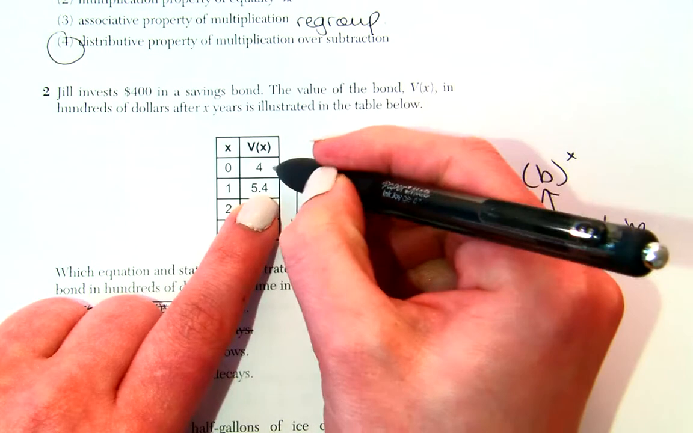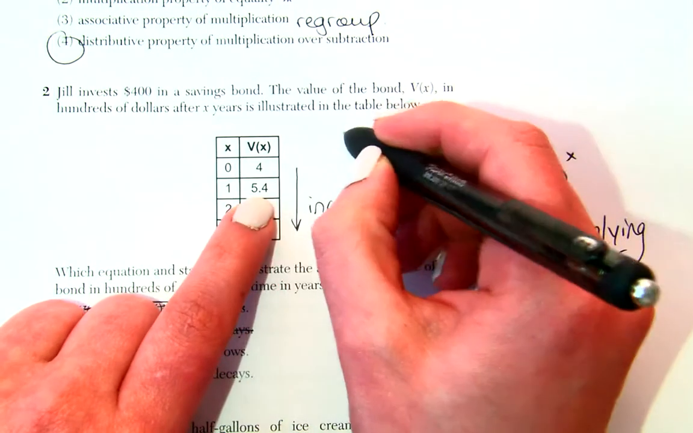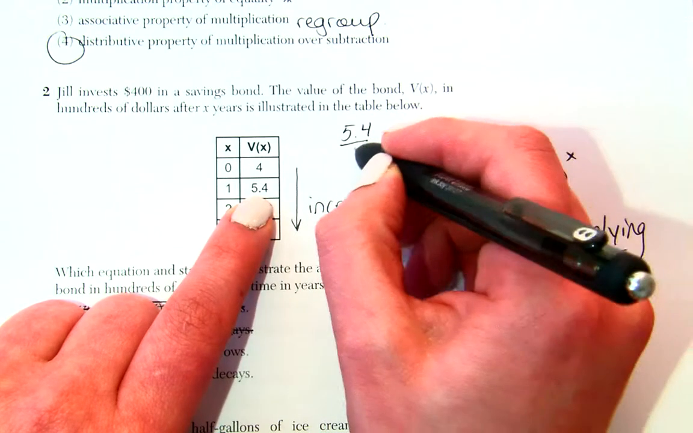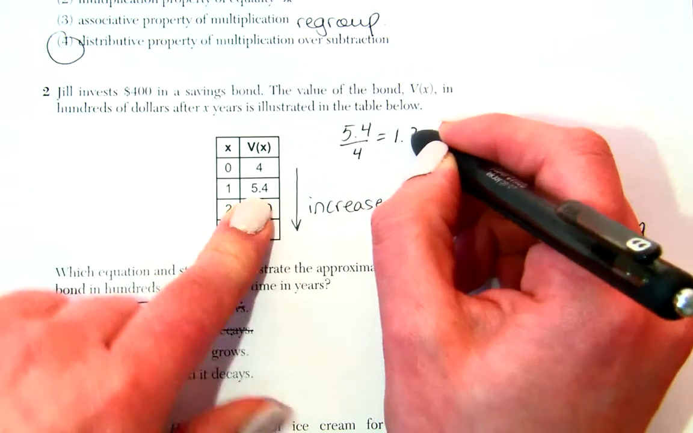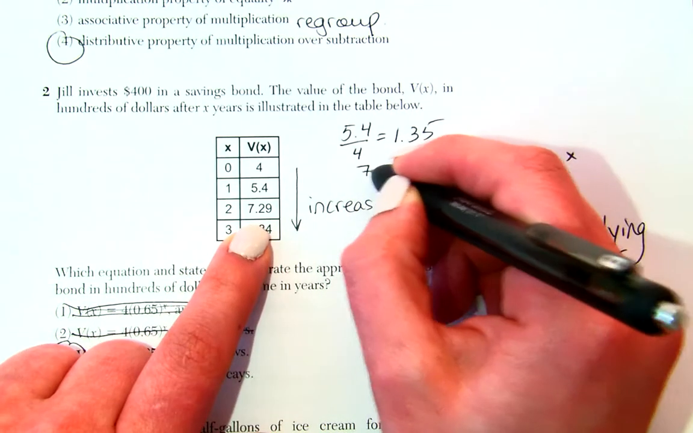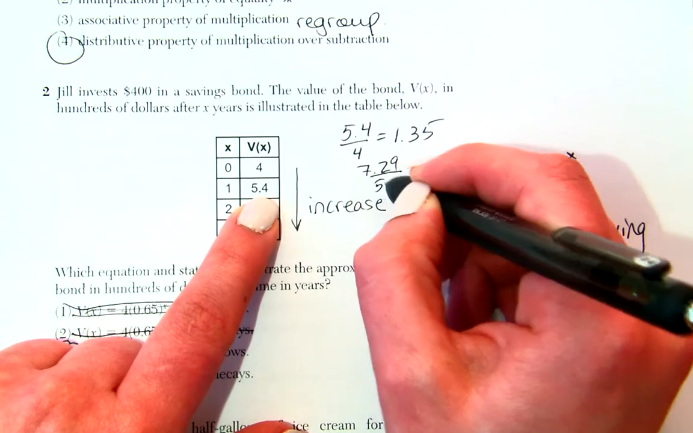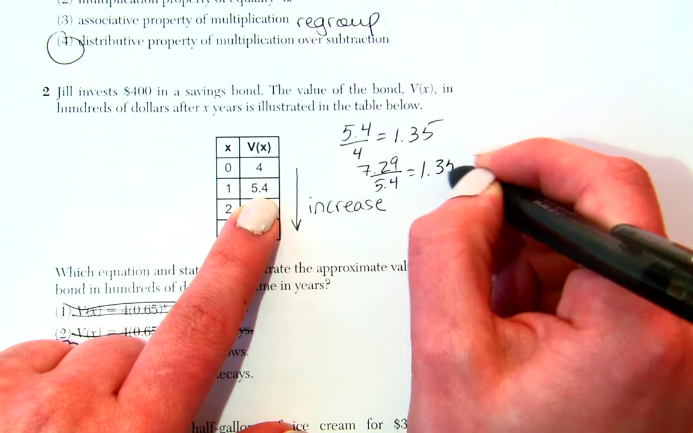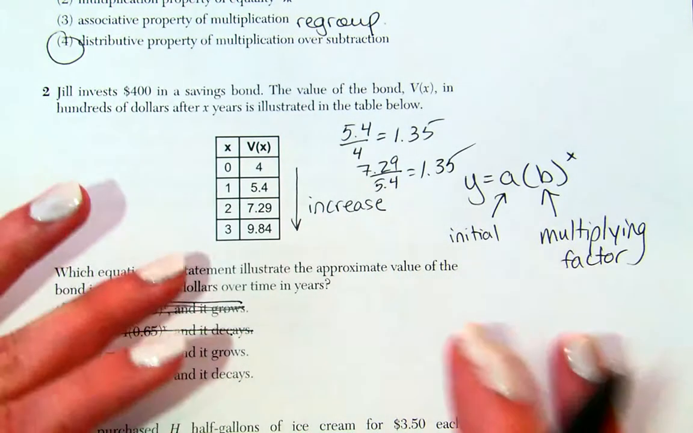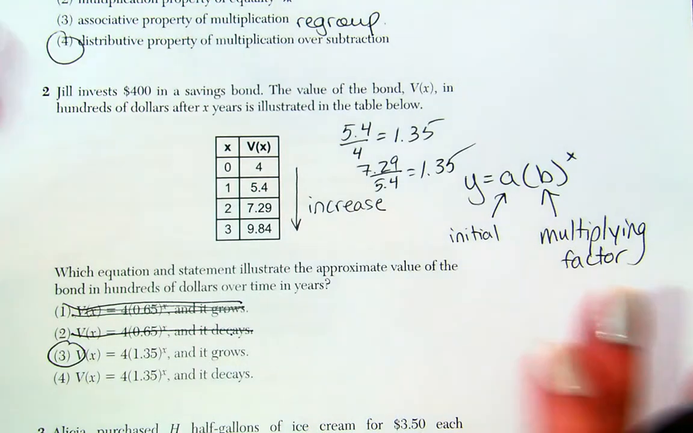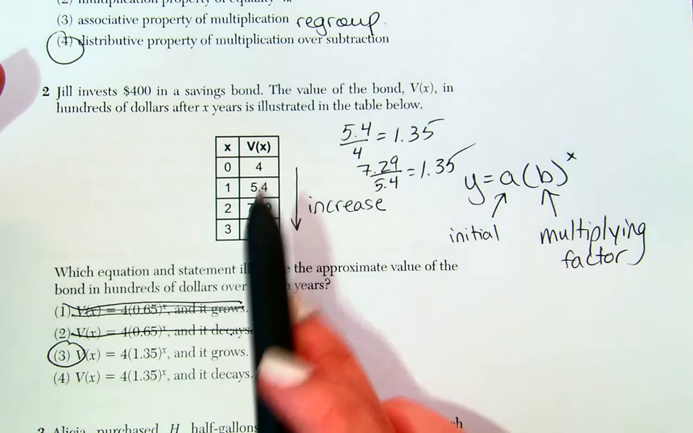Well, you can actually take each of these two values and divide. So 5.4 over 4 is actually equal to 1.35. 7.29 over 5.4 is 1.35, and the same thing. So you can undo it by doing division to determine what you're actually multiplying by as you go forward in the table.